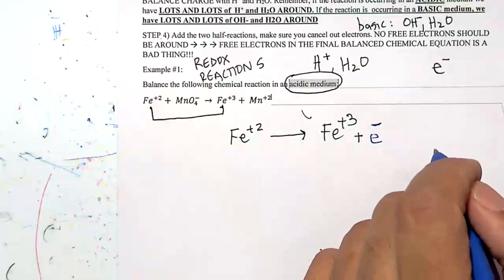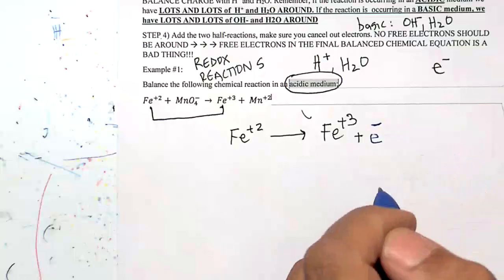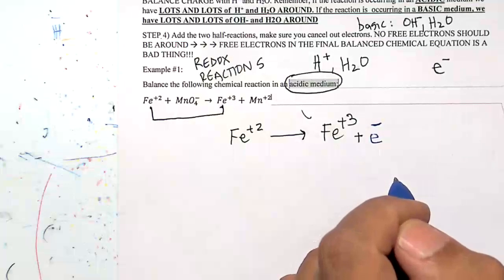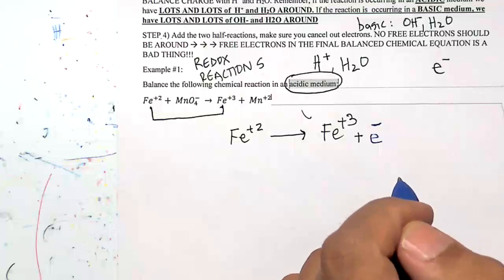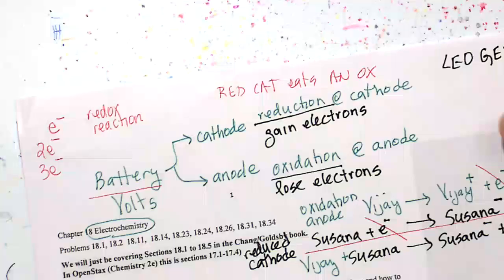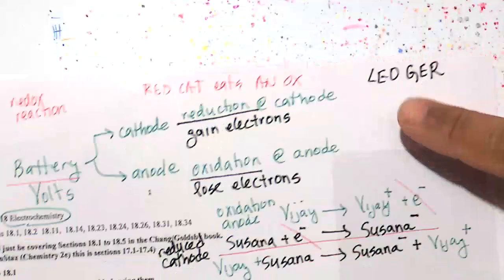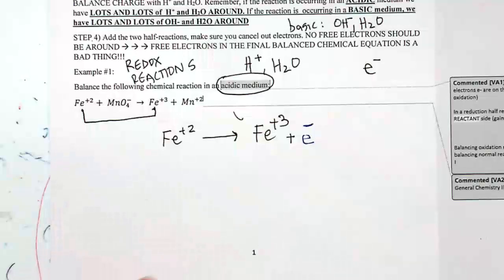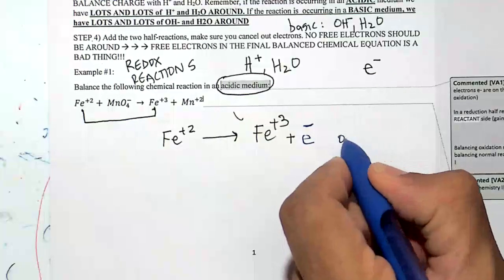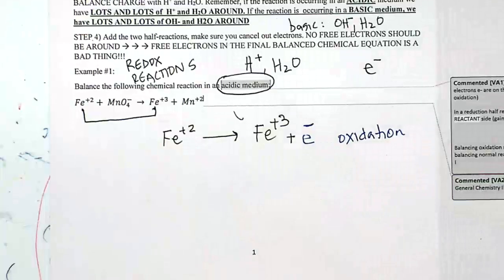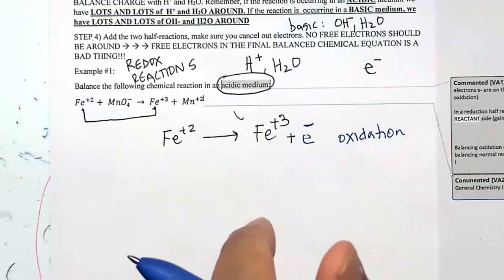Now, question for you guys. Is this an oxidation reaction or a reduction reaction? We lose electrons in oxidation. We gain electrons in reduction. We lost 1 electron, so we are oxidation. This is an oxidation half reaction.